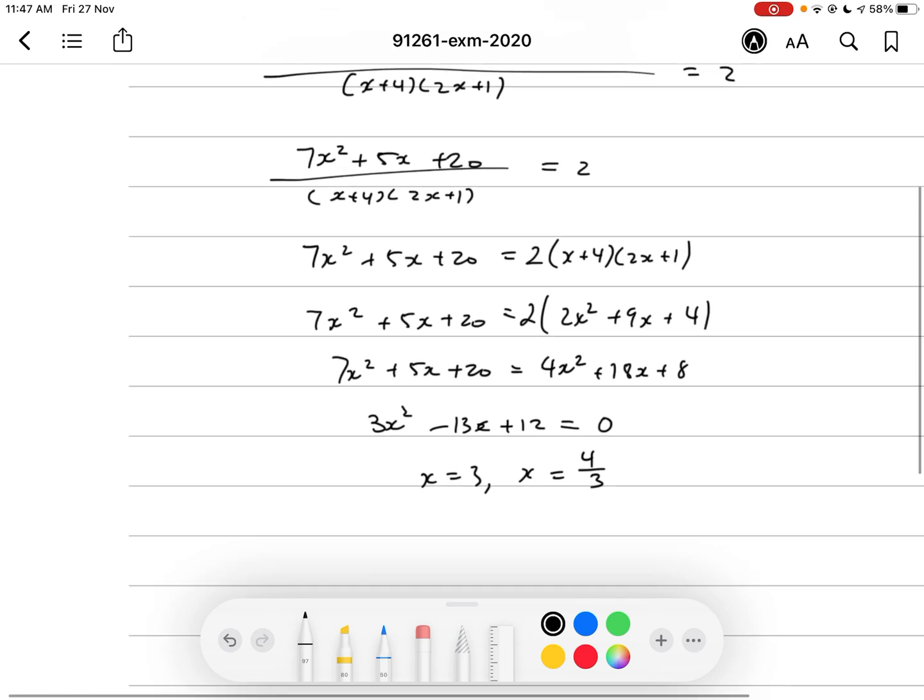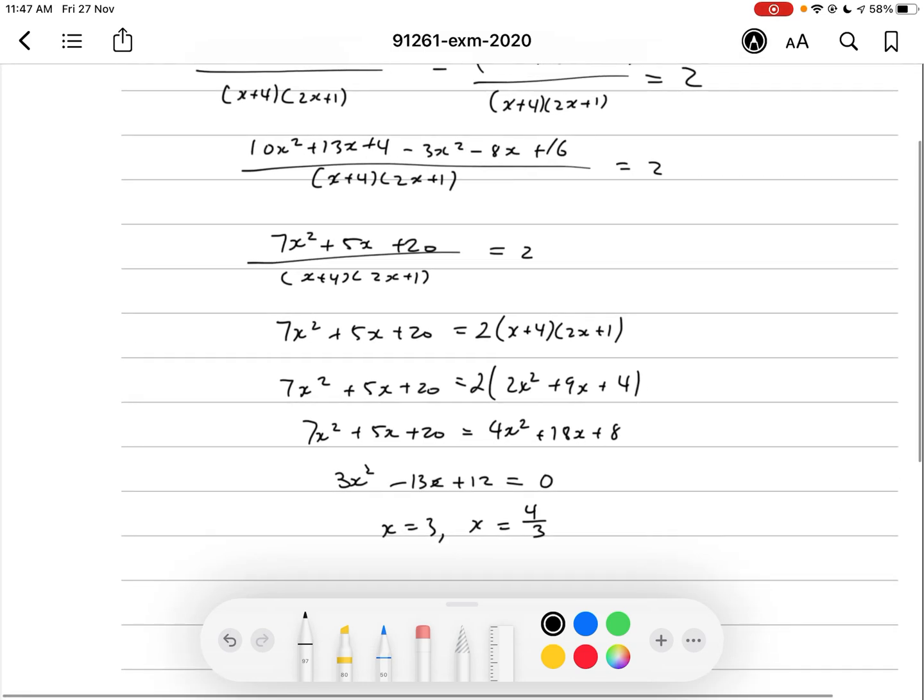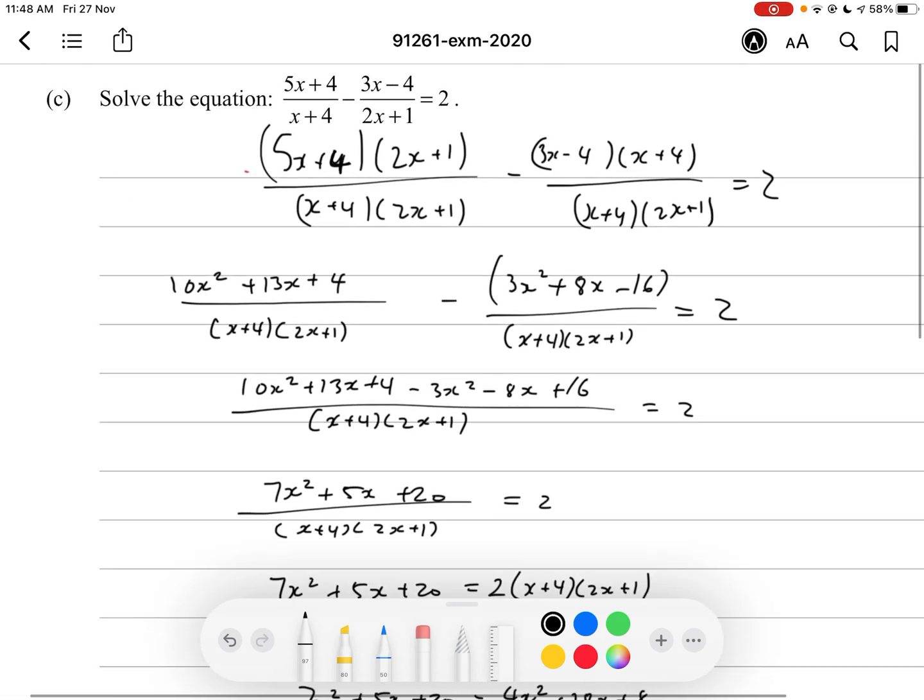Okay, so it's always a good idea to plug these numbers in after you finish your question. You plug these numbers back into your denominator first, and you see if any of them make it equal to 0. If it equals 0, you know the denominator can't be equal to 0 because you cannot divide by 0, so that's invalid. So if we put x equals 3, nothing wrong, and if we put x equals 4 over 3, there's nothing wrong. So both these solutions could be valid, and let me just verify one of these solutions, just to make sure I got this right.